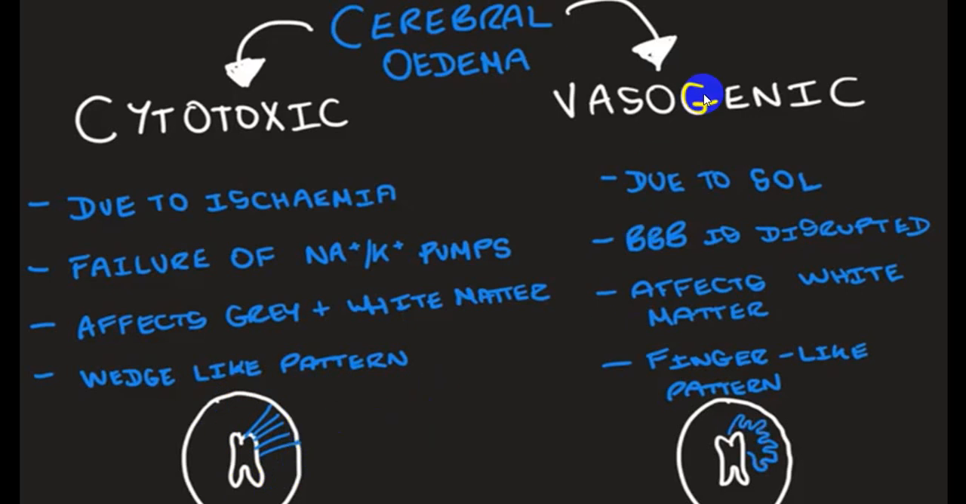While in case of vasogenic, as it is a damage to the blood-brain barrier, it affects mainly white matter, because of exudation of fluid into the interstitial space, or what we call the extracellular space. So it occupies the extracellular space and gives rise to a very typical finger-like pattern, and it does not extend right up to the external gray matter area. So it is mainly involving the white matter area. This is a typical CT scan picture that can tell you vasogenic from cytotoxic.